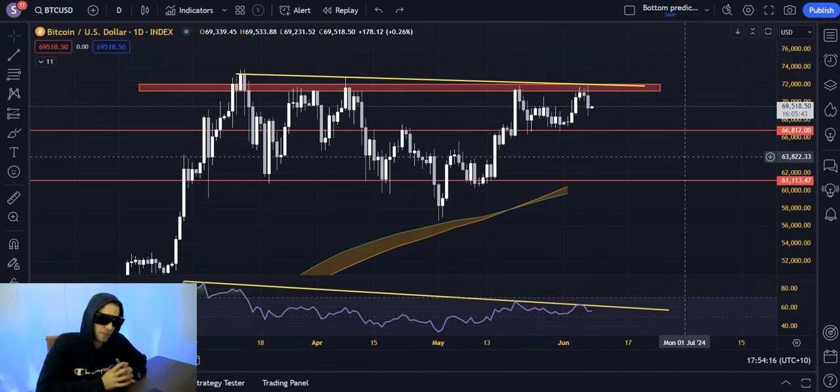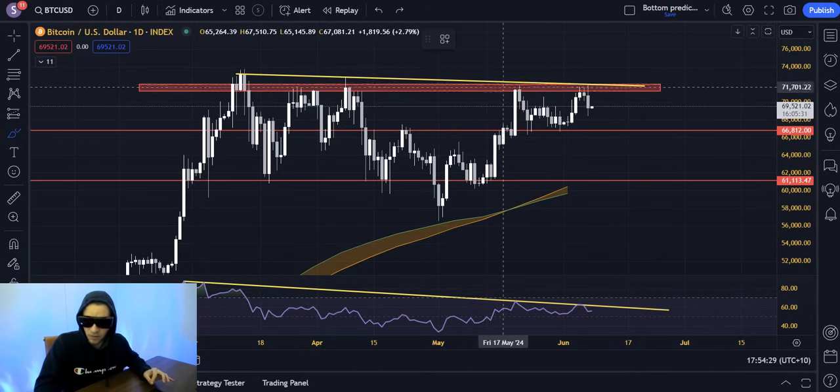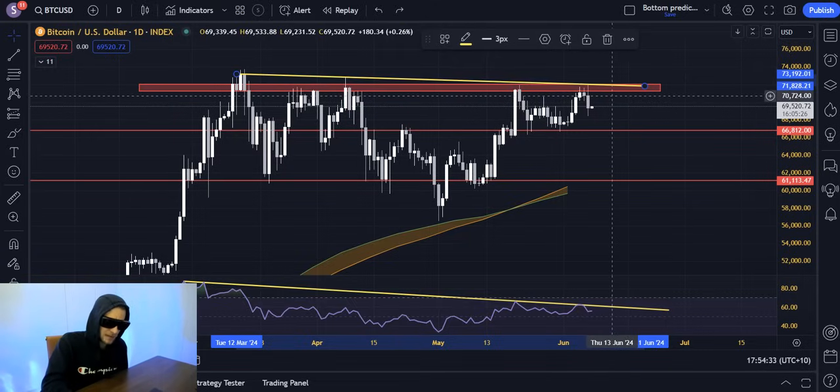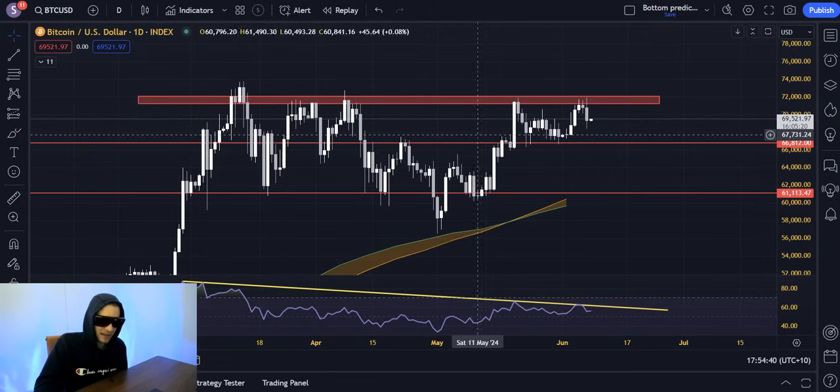A 5% drop in a short period of time is quite major, and that rejection is what's important, right? There's a reason why it's major, and it's not because of the percentage drop necessarily, but because we rejected from a very important level. Okay, let's just delete this yellow line because it's actually not relevant anymore. It is too choppy in my opinion. What is relevant though is the red rectangle on the screen.